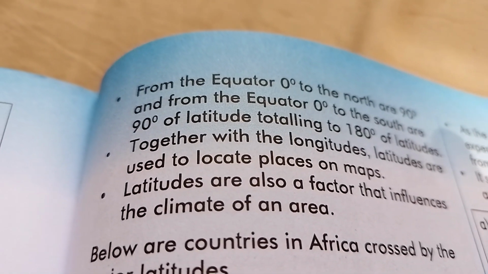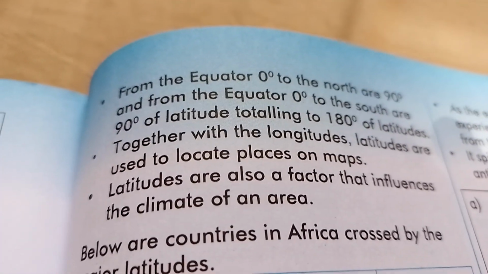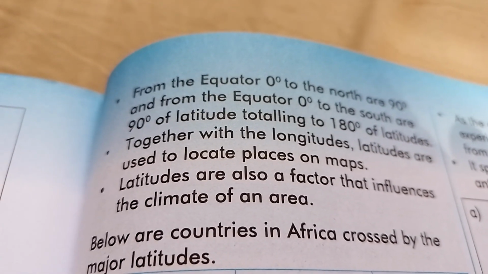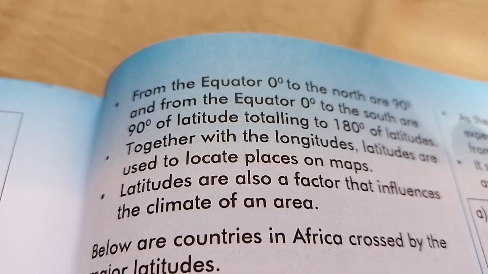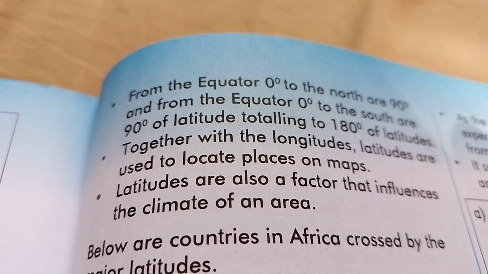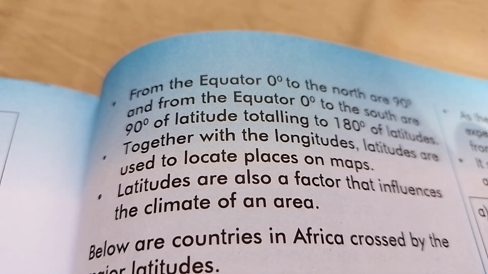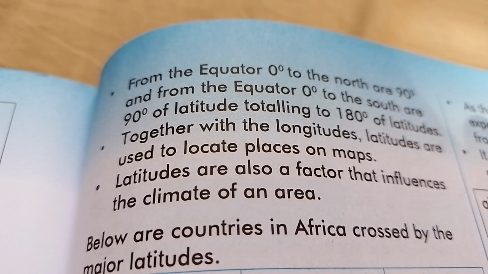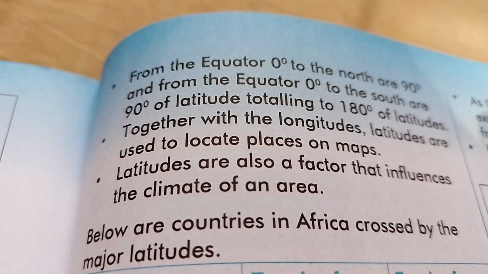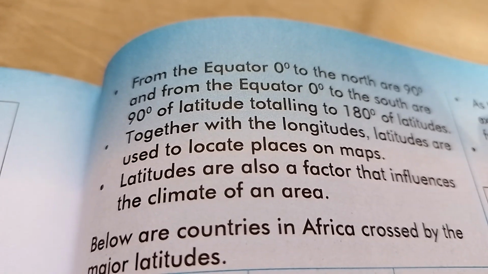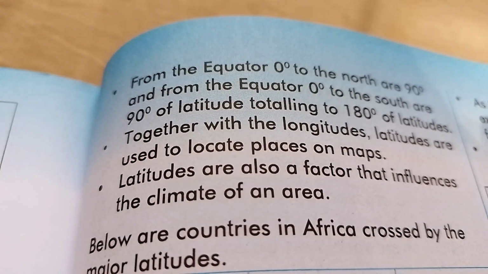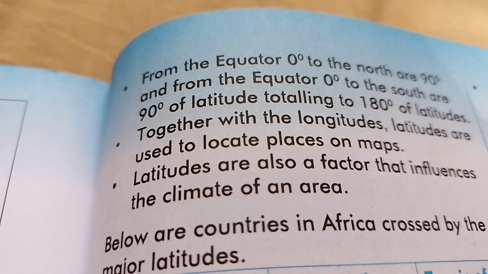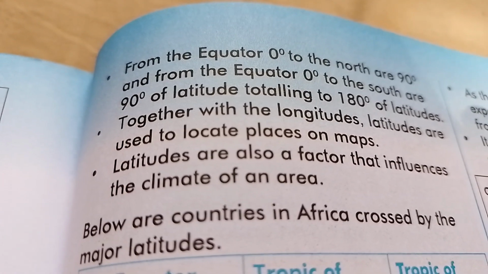Together with the longitudes, latitudes are also used to locate places on the map. Remember, those members who want to be pilots, we must have the latitudes and the longitudes at hand. This is what we use to locate time and also the position of a certain place. Latitudes are also a factor that influences the climate of an area. So the main influence of latitudes is the climate of a certain area. And we said the main influence of longitudes is time.